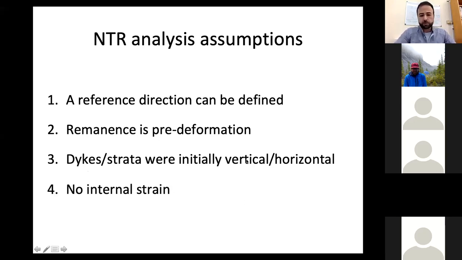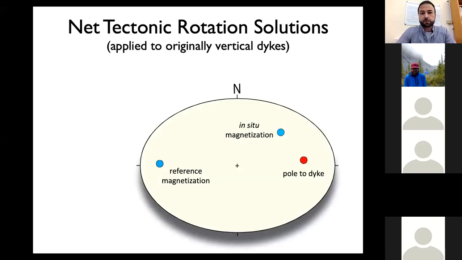And the last one, and probably most important, and you will see in a moment why, is that there is no internal strain in your rock. So the rock shouldn't be deformed internally. Now let's see what the net tectonic rotation analysis can calculate for us. These are the three kinds of input data that we have at the beginning of our analysis. We have measured the in situ magnetization of our rock. We have measured the structure. This particular example is based on dikes that were originally vertical. So this will be the pole to the dike, and that is our reference magnetization.